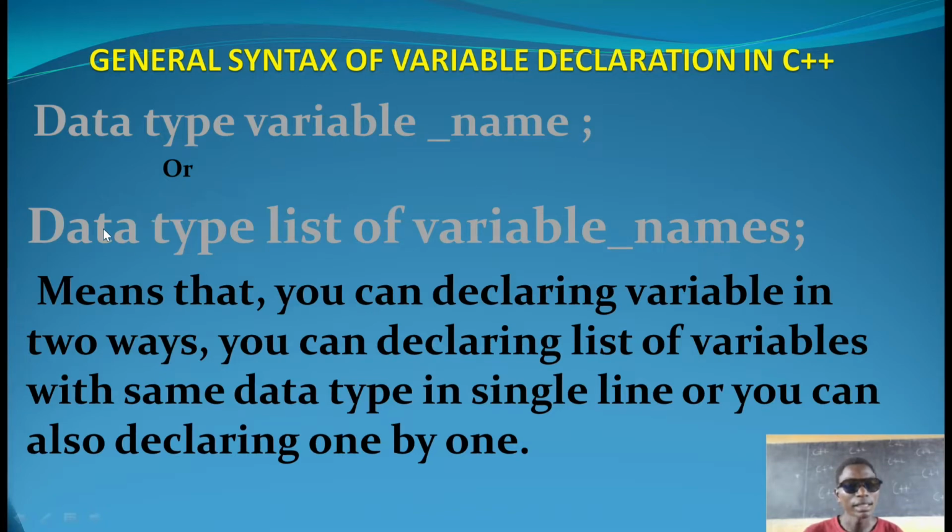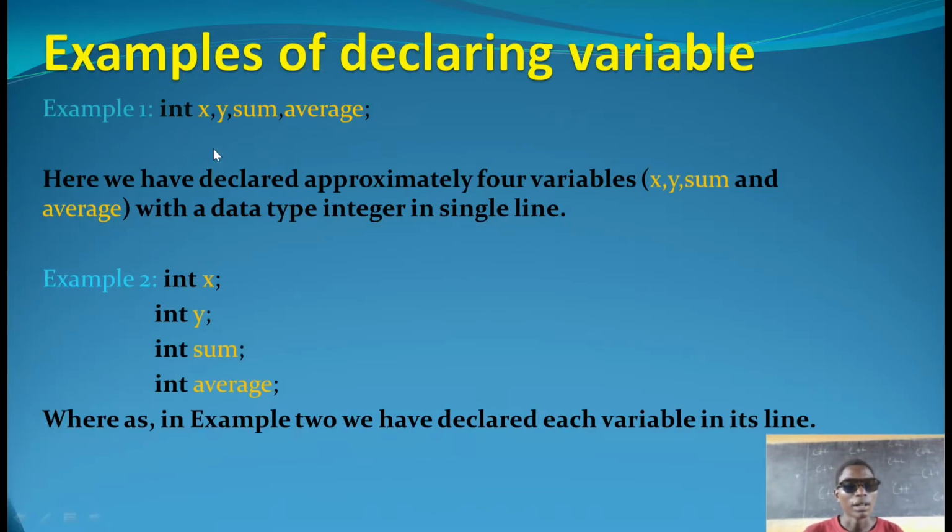The other syntax is data type, list of variable names, and then a semicolon. This means that you can declare a variable in two ways. You can declare a list of variables with the same data type in a single line, as you see in our syntax 2, or you can declare them one by one, as you see in our first syntax. So, let's continue to an example of declaring variables.